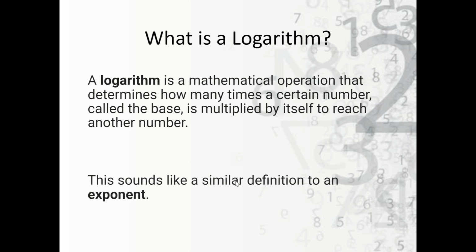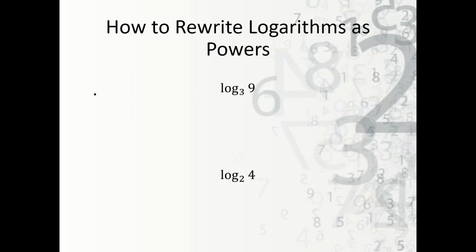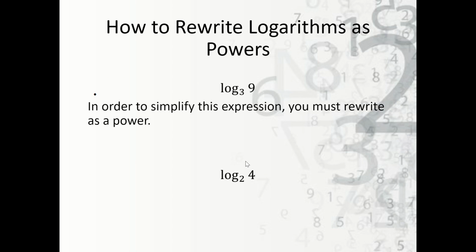So this sounds like a similar definition to an exponent. So how do we rewrite logarithms as powers? So we have log base 3 of 9. That's the way we read this, so log base 3 of 9. In order to simplify this expression, we must rewrite it as a power. So really what this means is we're saying 3 to some power, which we don't know, is equal to 9. So how many times do we multiply 3 by itself to get 9? Well, we know we multiply 3 times 3 to get 9, so that's 3 times itself twice. So x then is equal to 2.